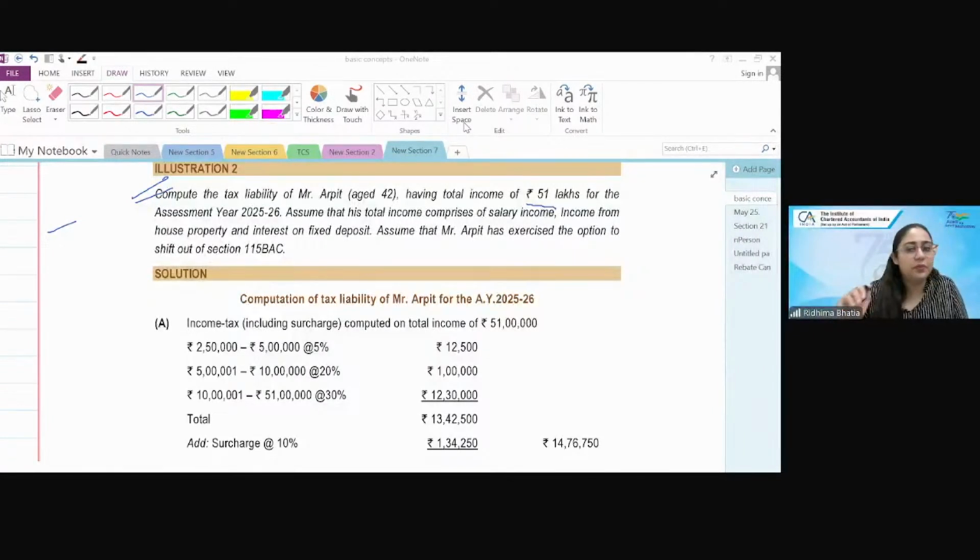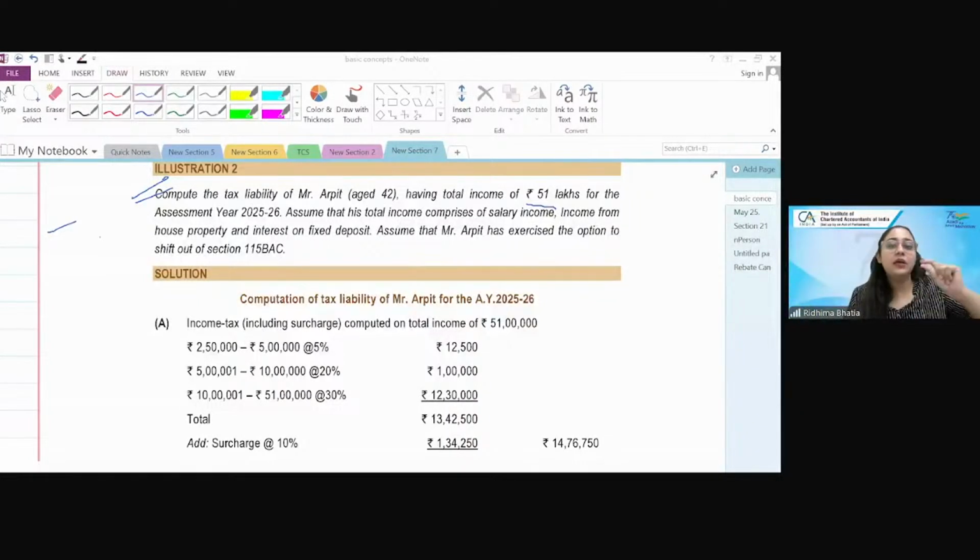My marginal amount. Marginal amount means 1 lakh, 1,50,000. Then you have to be careful that this is the concept of marginal relief. Because as we all know, why marginal relief in surcharge? Because we know that by surcharge, the tax would be increased.